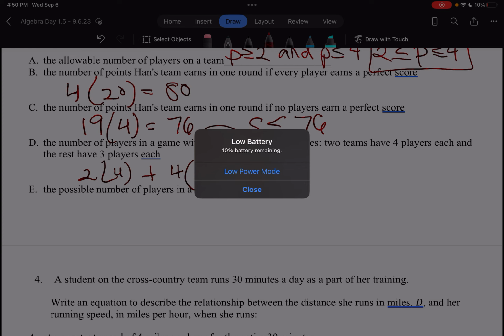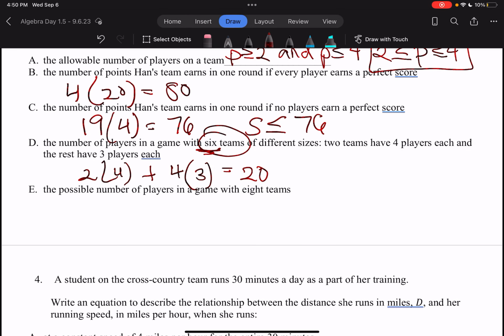And then, sorry about that. Okay, the possible number of players in a game with 8 teams.